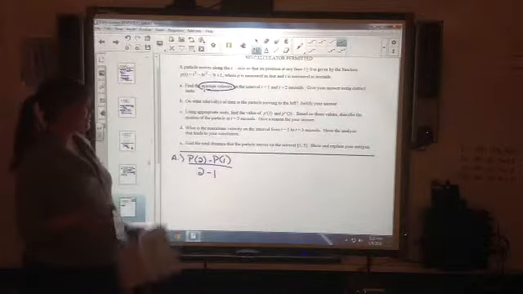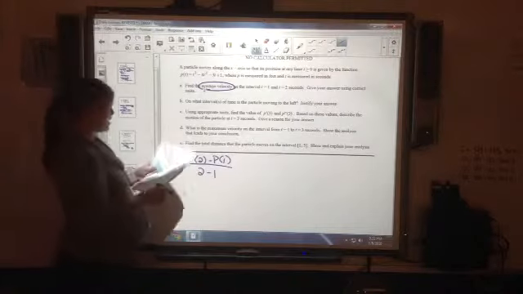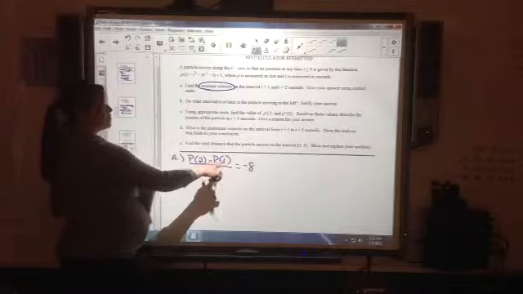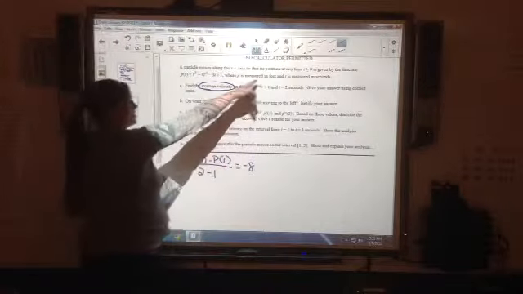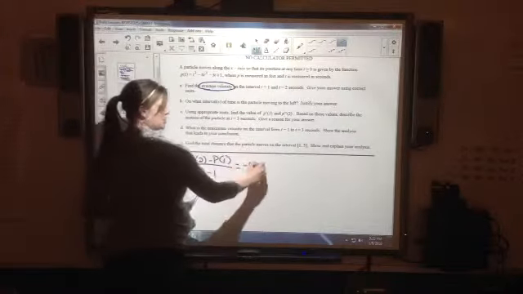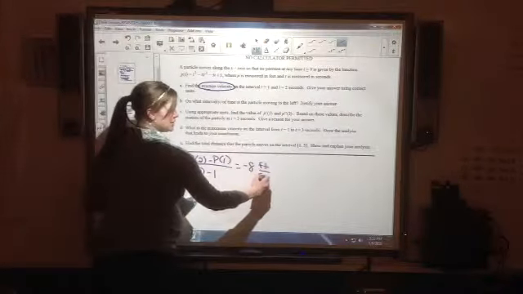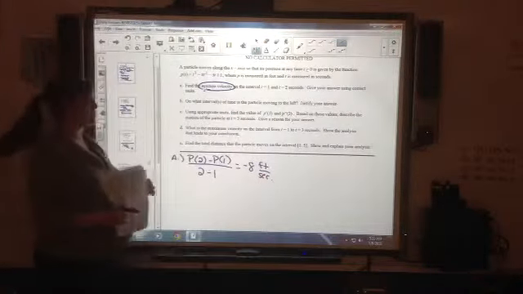Hopefully you already did this, and when you put this in, you should get negative 8. The position function was given in feet, so position minus position, you have feet. 2 minus 1, that was measured in seconds, so you should have gotten negative 8 feet per second for the first one.